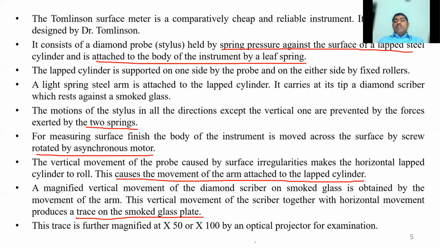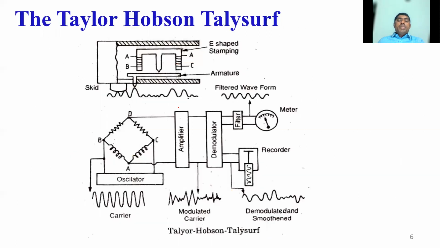So this trace is further magnified by 50 times or 100 times by an optical projector. Another method is the Taylor-Hobson Talysurf. Here this is the surface which is to be inspected. It is a skid type of instrument. There is a skid, and this is the stylus, right? This is connected to the arm, which is called the armature.